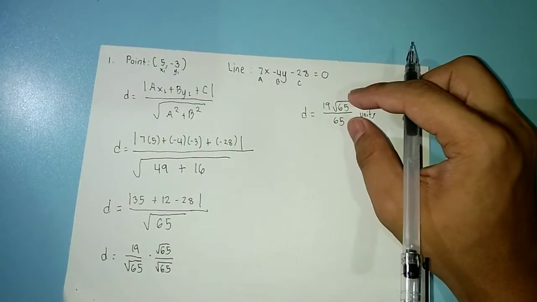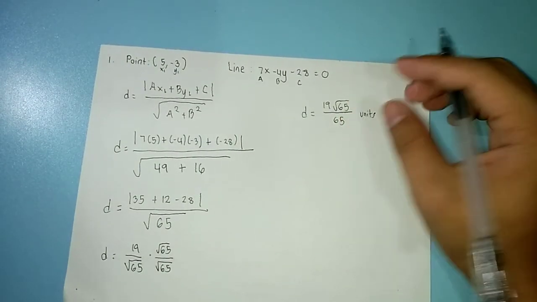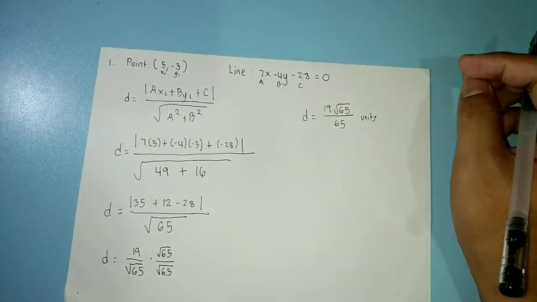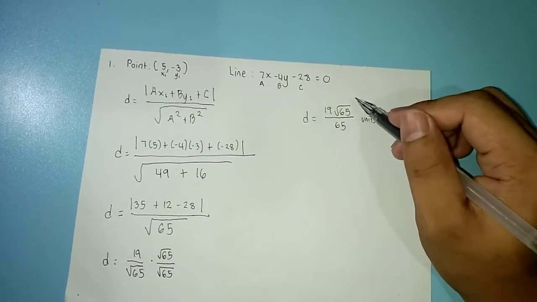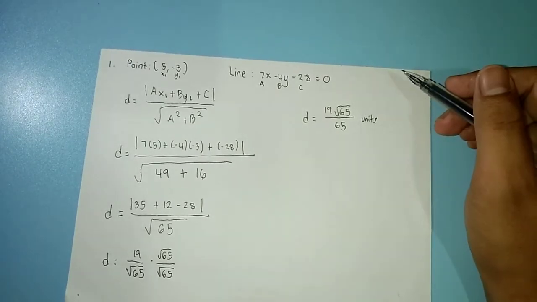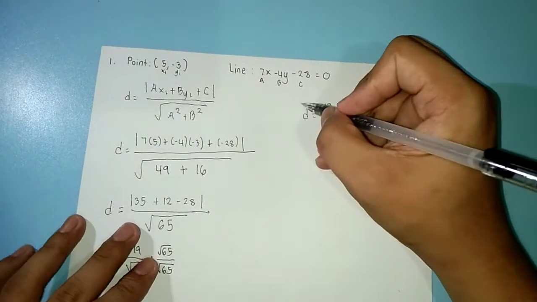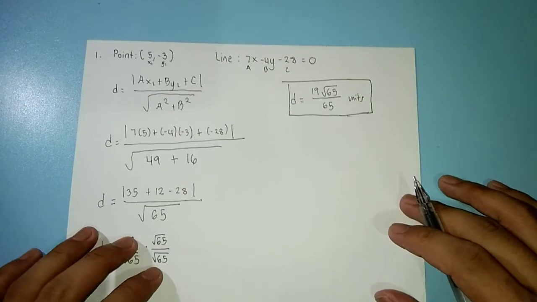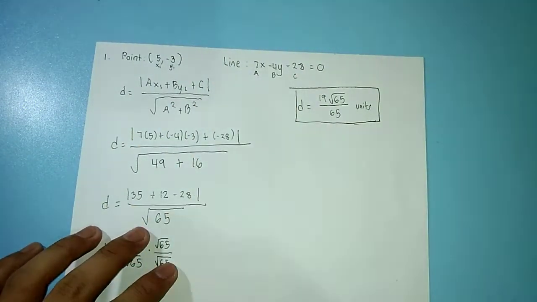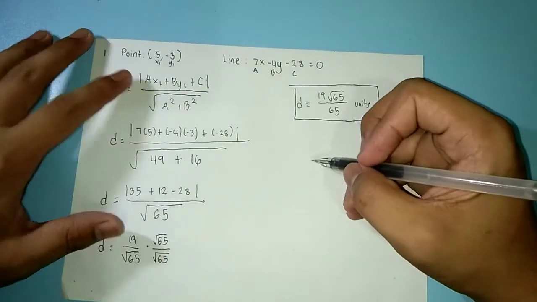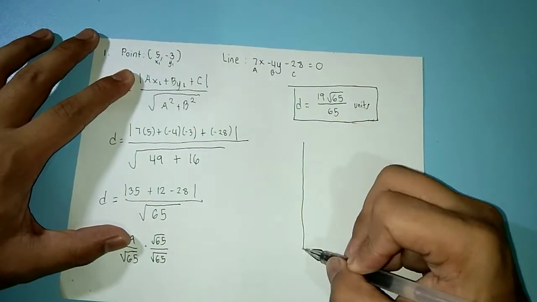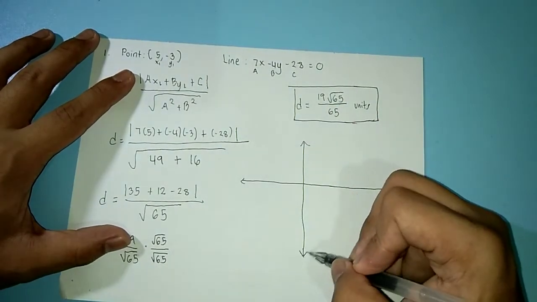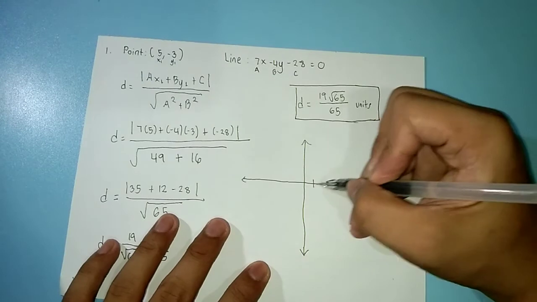Kasi kapag ginawa nyo siyang decimal, ang mangyayari dyan kapag halimbawa 2 decimals ang nilagay nyo, naka-round off siya. So approximate distance lang yun. So ito yung exact distance. 19 square root of 65 all over 65 units. So ganyan lang siya kasimple. Yung ating distance. So kung gusto nyong makita yung itsura niya, so pwede nyong i-graph point tsaka line. So may technique naman tayo ng pag-graph ng line, 'di ba? So graph nga natin yung line na yan, yung itsura. Okay? So 1 2 3 4 5 taglilima na lang.